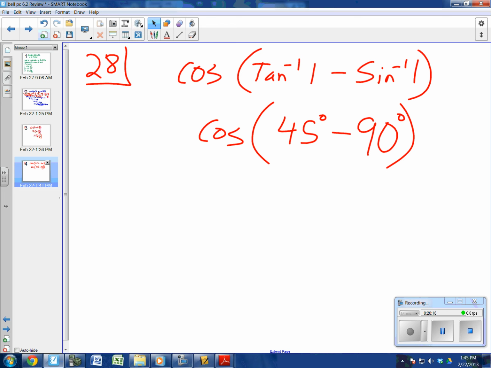Okay, Dylan. Tangent's y divided by x. Yeah. Tangent inverses can be in the first and fourth quadrant. Okay. No, it can also be 30 degrees or 60 degrees. Just look at the tangent of 30 degrees. What is it?